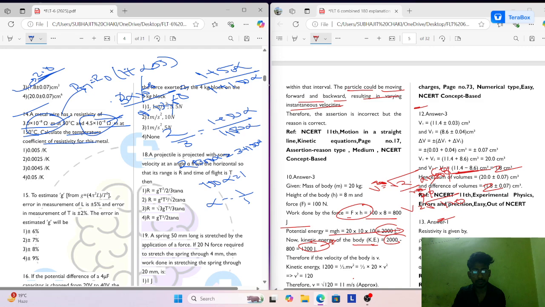So that will be equal to what? 1 divided by 50 means 0.02 divided by 3. So yeah, the temperature coefficient will be equal to around 0.005, 0.006 something. So yeah.